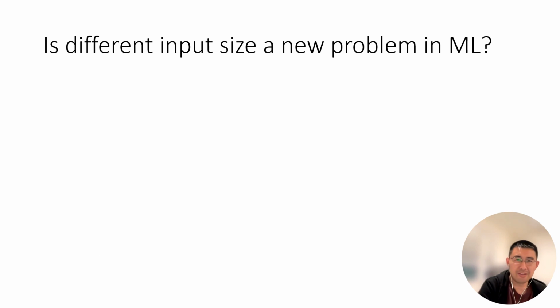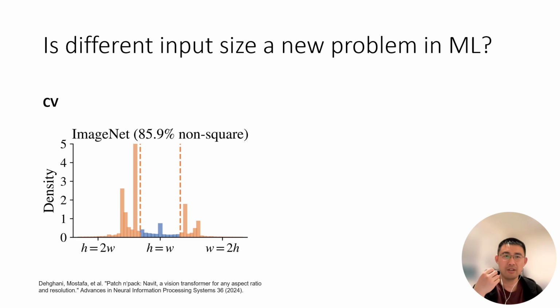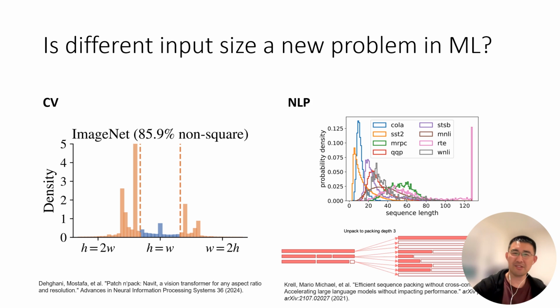Thinking about it, is different input size really a new problem in machine learning? Probably not. If you look at computer vision, ImageNet, for example, most of the images are not square, and there's a wide distribution of different aspect ratios and resolutions. But it's also a problem for NLP, right? If you look at all the different data sizes, there's no guarantee two sentences are going to have the same size.